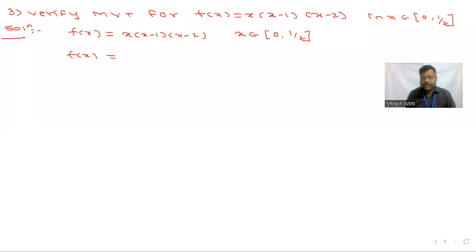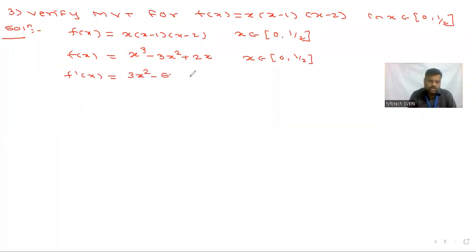Okay. So, let's see what we have done, how to simplify. What is simplification? f(x) = x cube minus 3x square plus 2x, where x belongs to [0, 1/2]. So the derivative is 3x square minus 6x plus 2. Put any value of x in x equal to 0 to 1 by 2.